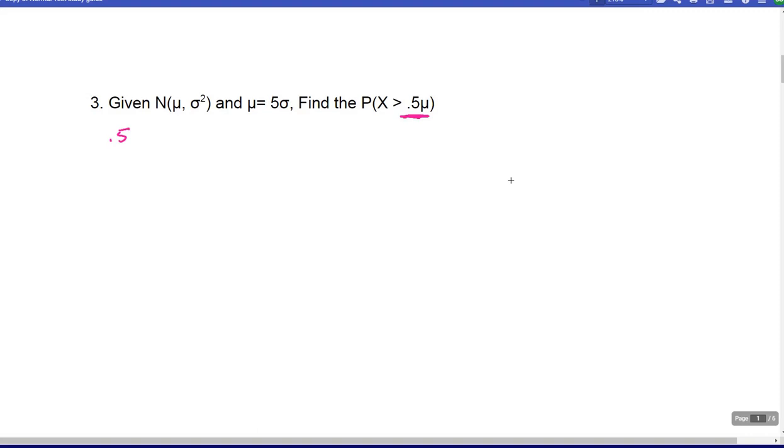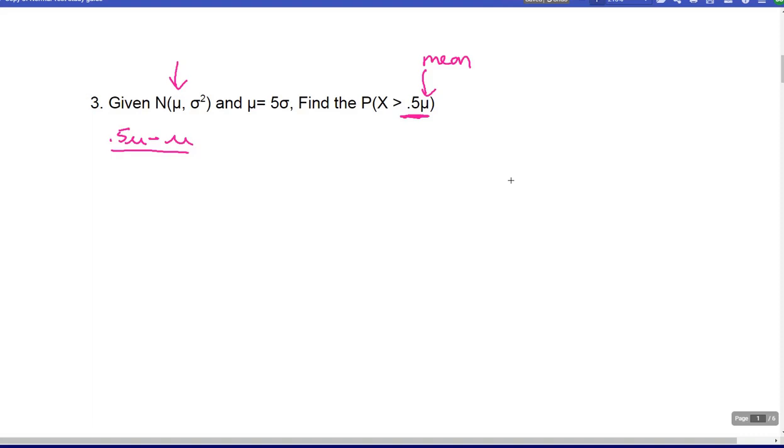0.5, right? Minus what? Minus the mean, or mu, which is the mean, right? Because remember, they're the same thing. Okay. Now, what would I divide by? By the standard deviation. Here's the trick, though.